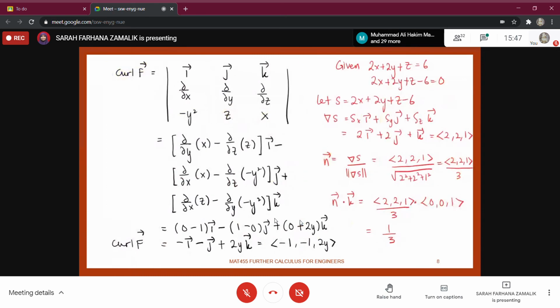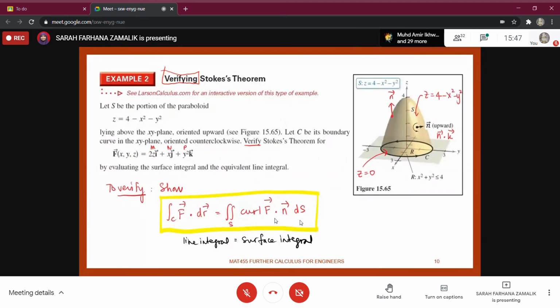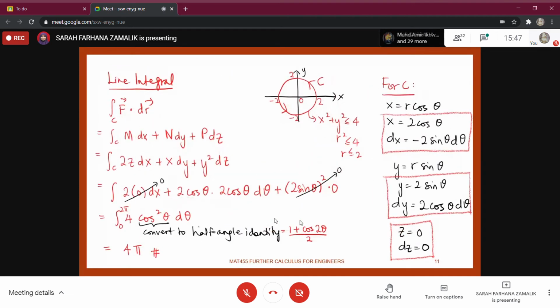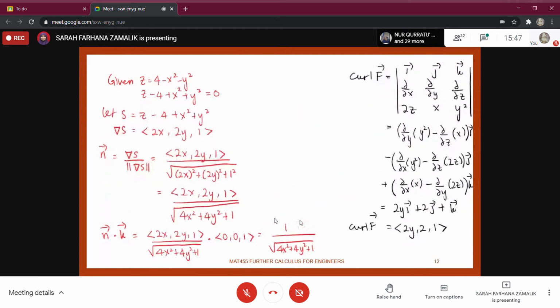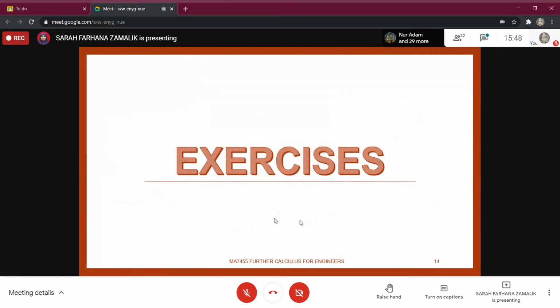Okay, tak apa, as we go through nanti adalah soalan awak nak tanya. Example tu ni sekejap saya skip dulu. Sebab ni memang awak kena show dua-dua. Nanti saya patah balik example 2 ni, okay. So let's take a look at exercise now.